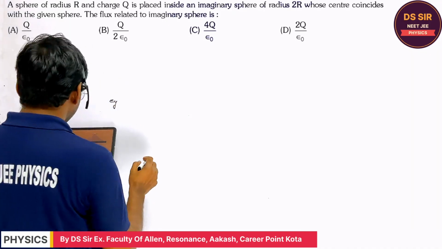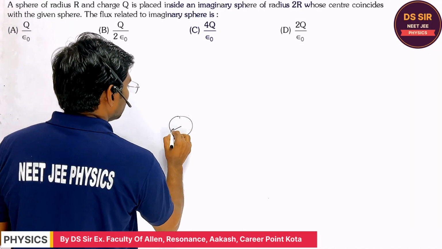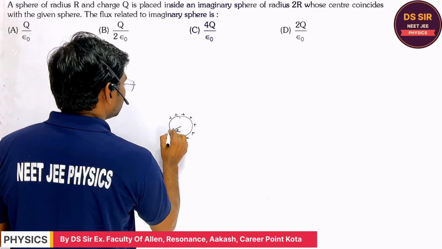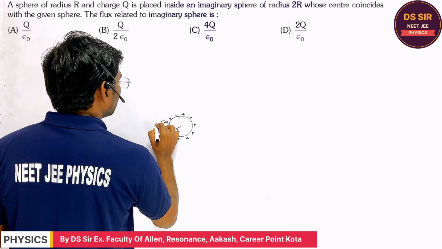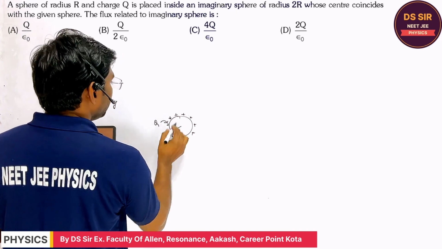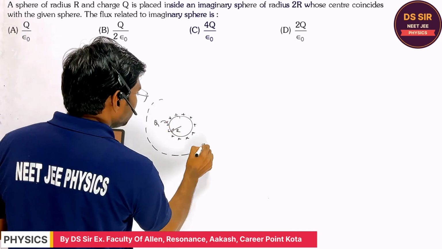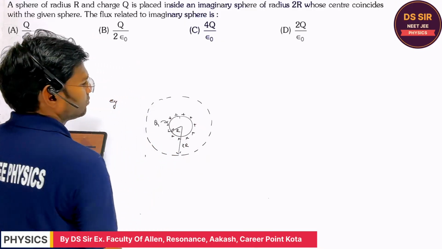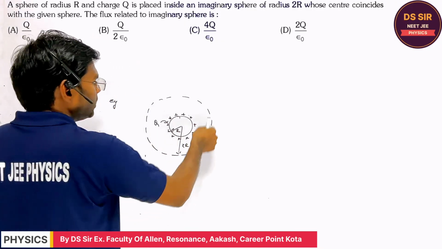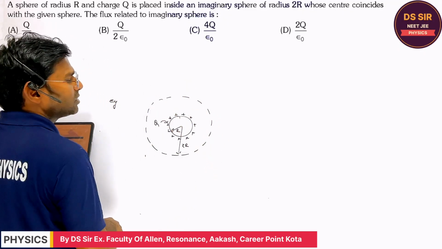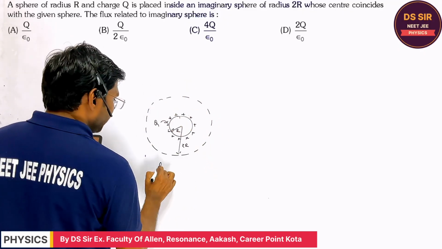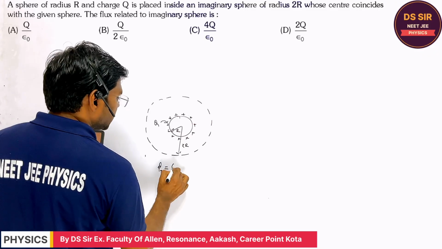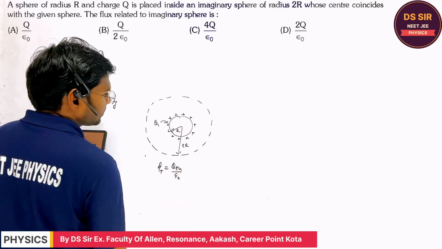So read this question. In this question, a sphere of radius R and the charge Q. If this is the radius R and the charge is assumed to be Q, right? And it is placed in an imaginary sphere of radius 2R. Is it clear or not? So what is the flux linked with this imaginary sphere? The flux linked with this imaginary sphere is nothing but the charge enclosed divided by epsilon naught.